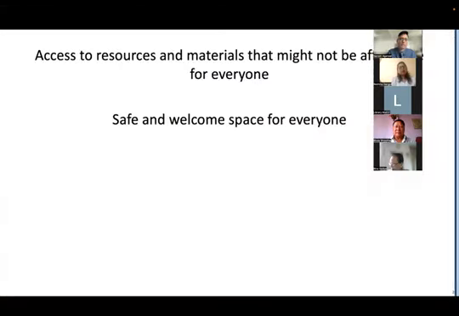So a library is a place for access to materials that might not be easily available, and also a safe and welcoming space for everyone. That's the primary motive for libraries.